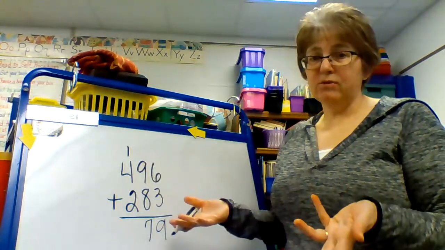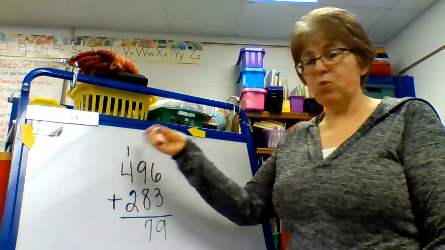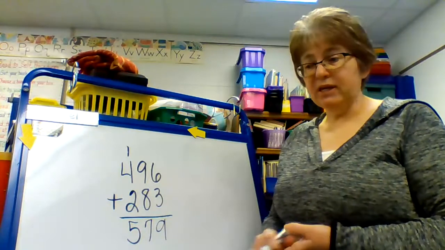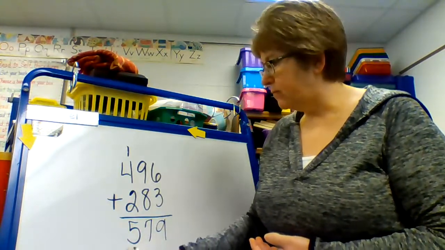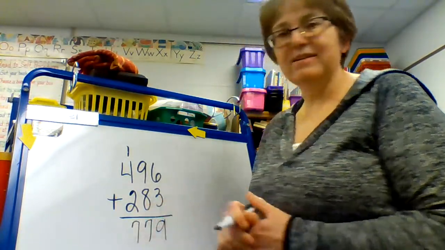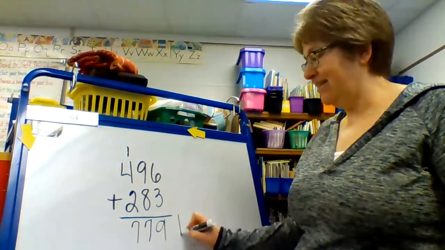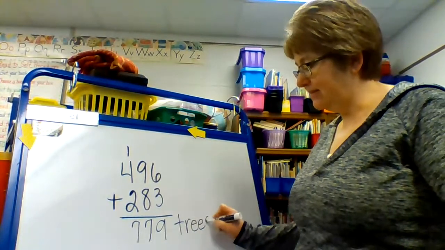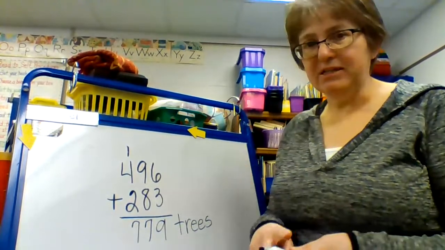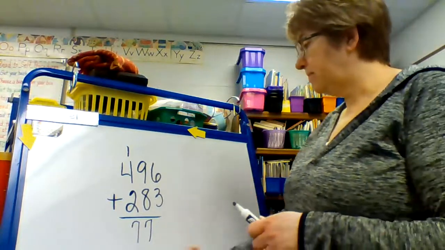Now let's add the hundreds together. 4 plus 2 is 6, plus 1 more is 7. So my answer is, oops, sorry, not 5, 7. Sorry about that. 779. Good job. I subtracted the 1. I didn't mean to subtract it. I should have added it. Okay. All right, let's try number 3.